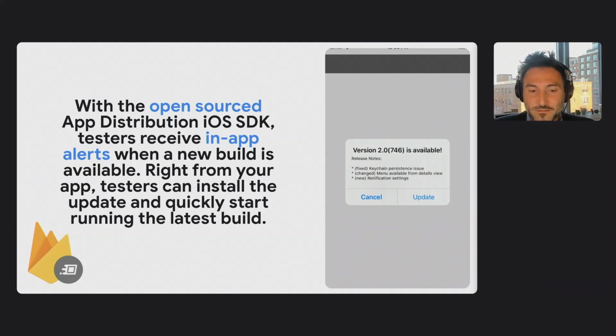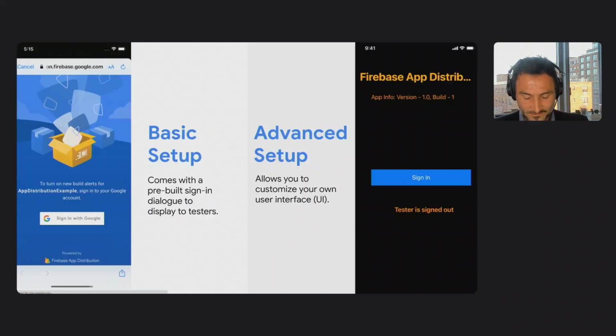And for this reason, we created the App Distribution iOS SDK. With the open source App Distribution iOS SDK, testers receive in-app alerts when a new build is available. Right from your app, testers can install the update and quickly start running the latest build.